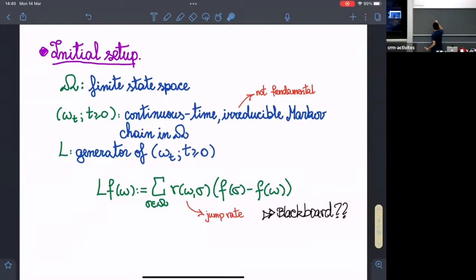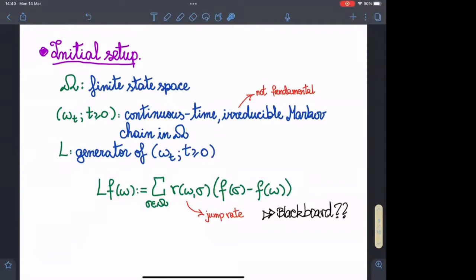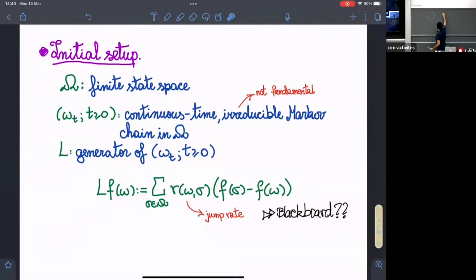Because what happens is that if you find one loop, one closed circuit of allowed moves on your Markov chain, such that the product of these three probabilities here, for example, is different from the product of these three other probabilities here, then that implies that the invariant measure of your Markov chain is not reversible. So non-reversibility is kind of easy to see.